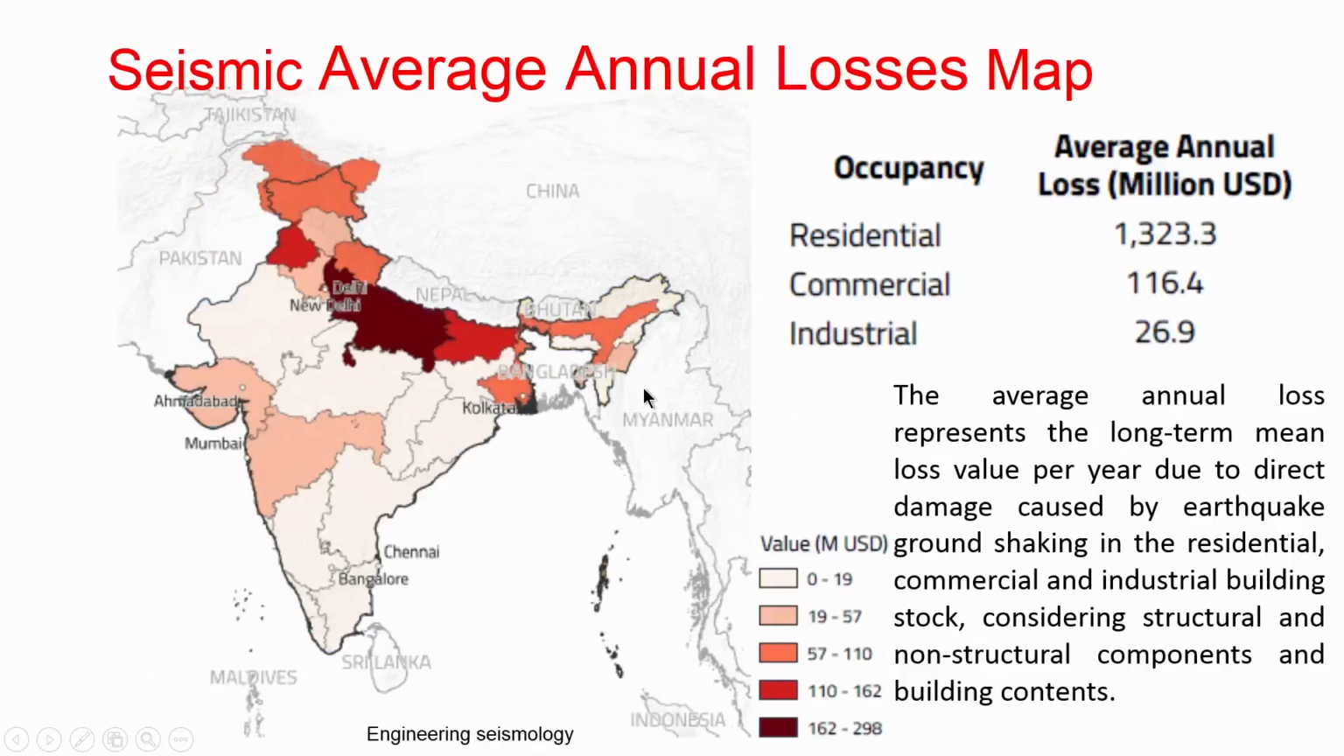The risk, the average annual loss, you can see here. This is actually a combination of both exposure and risk. In some places you might see higher risk but lower exposure, in others higher exposure and lower risk. By combining them you can see the value in USD. The average annual loss represents the long-term loss value per year due to the direct damage caused by earthquake ground shaking to residential, commercial and industrial buildings, based on those three earthquakes' data, and then they arrive at these maps.